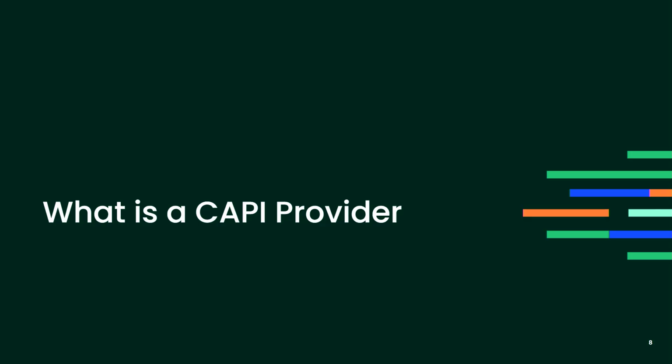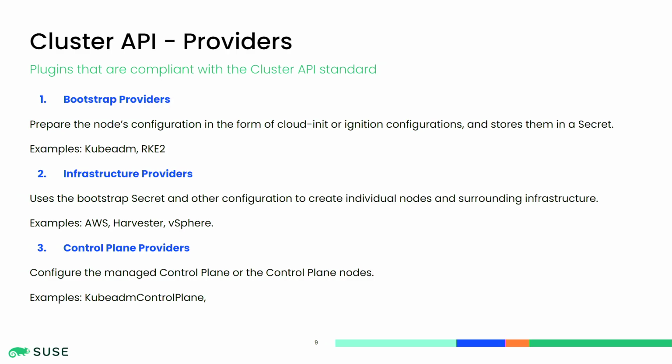So what is a CAPI provider? There are a couple of CAPI provider types, but the most important ones and the required ones are bootstrap providers, infrastructure providers, and control plane providers. And actually, bootstrap providers and control plane providers often come together in most cases because they are related.